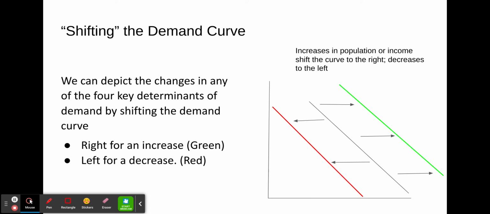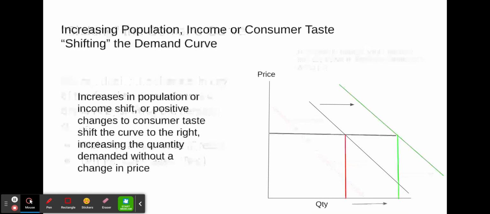We represent changes in any of the determinants of demand by shifting the entire demand curve, left for down and right for up. How do we graph these changes in overall demand? We represent this by shifting the entire demand curve to the right for up or to the left for down. In this case, an increase in population, income, or consumer taste shifts the demand curve to the right from D1 to D2. The quantity demanded moves from the red line to the green line.